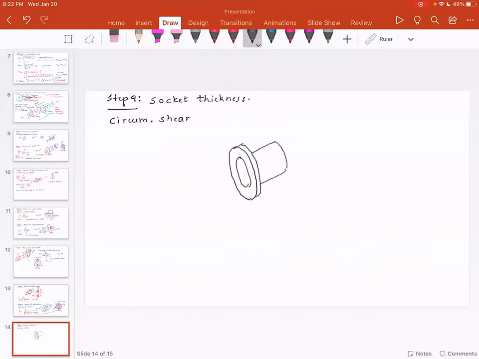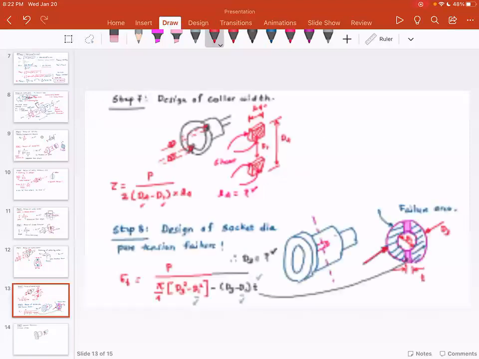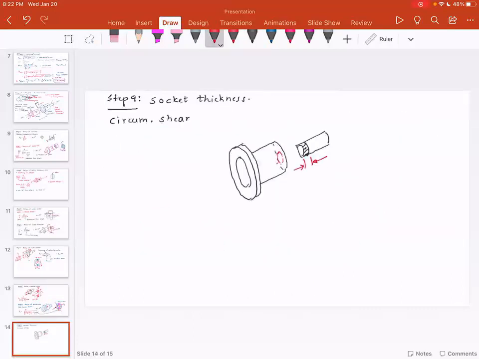And then from here, the failure would be that this rod comes out of the socket. So rod coming out of the socket. This dimension is considered as L3.